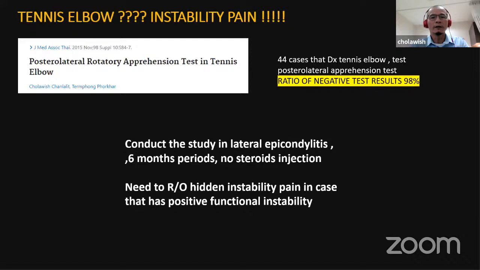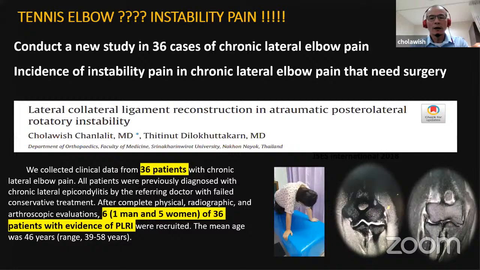The first step, I conducted a study of the functional instability test in tennis elbow. We found that 98% showed a negative result. This suggests that if we find any positive functional instability test, such as a posterolateral apprehension test, you should look for hidden instability pain. In another study, I surveyed 36 cases of chronic lateral elbow pain, looking for instability pain with clinical examination, such as the apprehension test, push-up test, and Chair test, and also reviewing the MRI. We found that 6 of the 36 patients had instability pain.